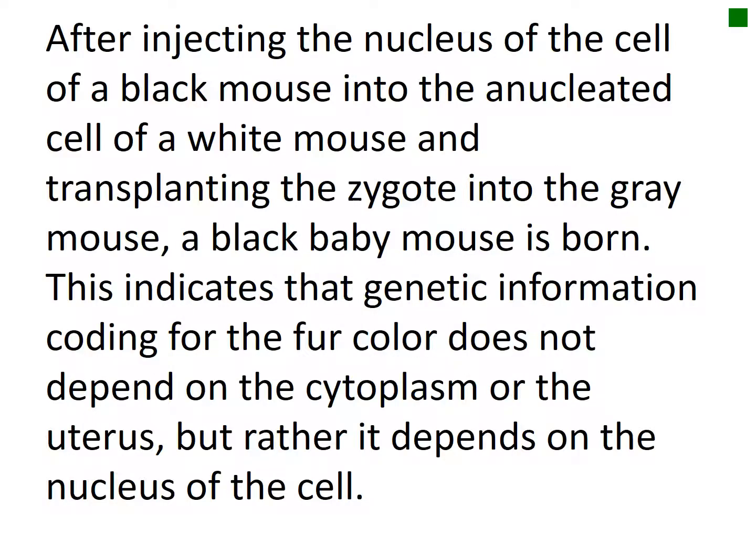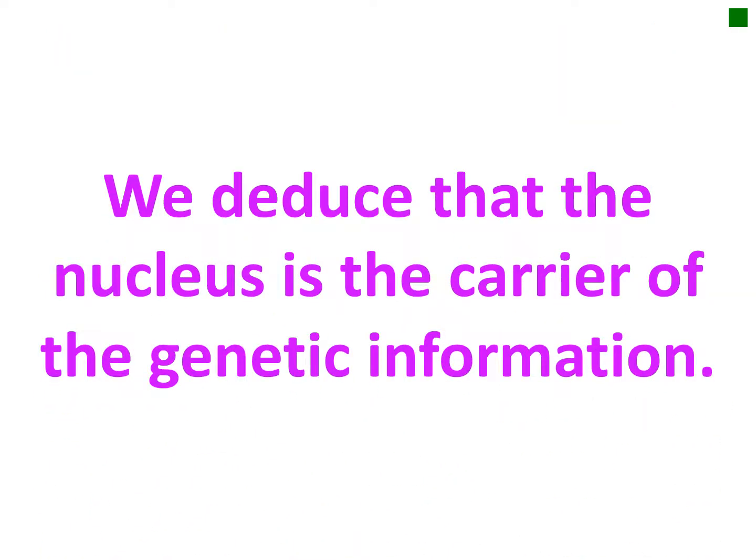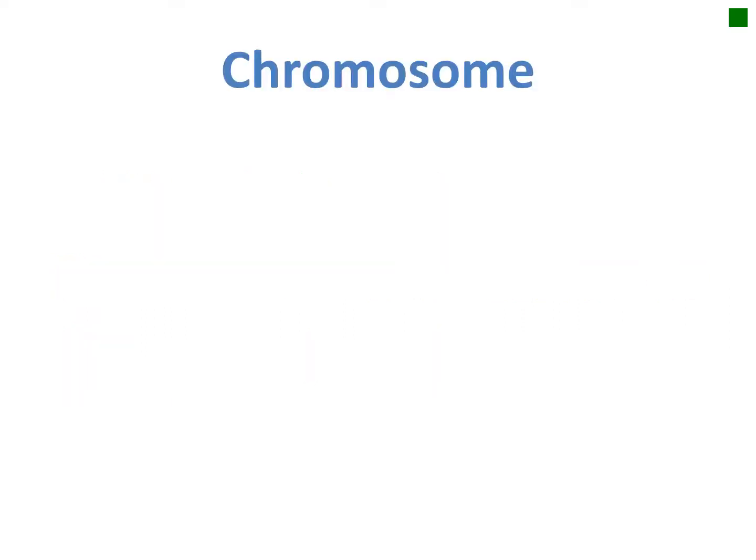Why? After injecting the nucleus of the cell of the black mouse into the enucleated cell of a white mouse and transplanting the zygote into the gray mouse, which is called the foster mother, a black baby is born. This indicates that genetic information coding for the fur color doesn't depend on the cytoplasm or the uterus, but rather it depends on the nucleus of the cell. Here we can deduce that the nucleus is the carrier of the genetic information.